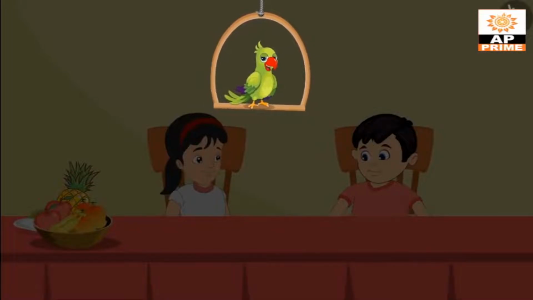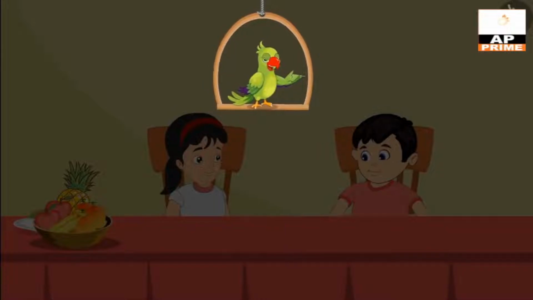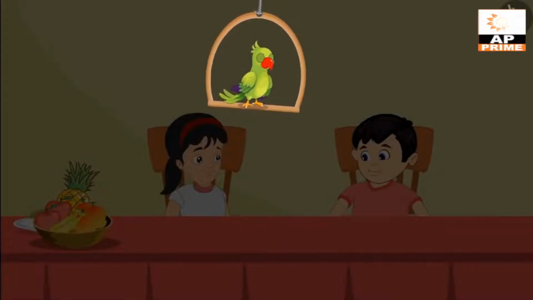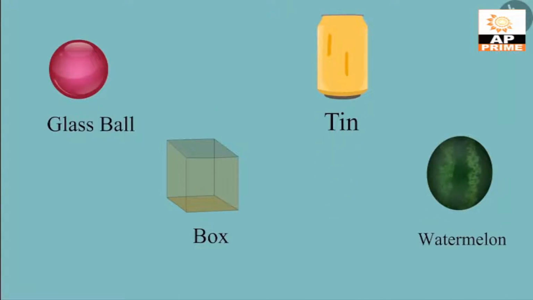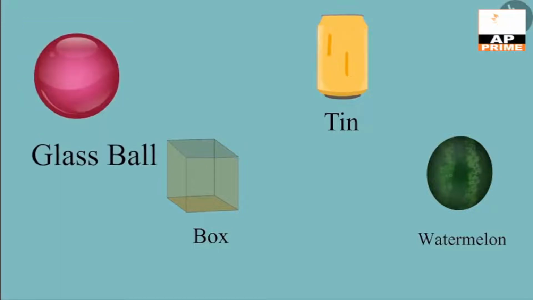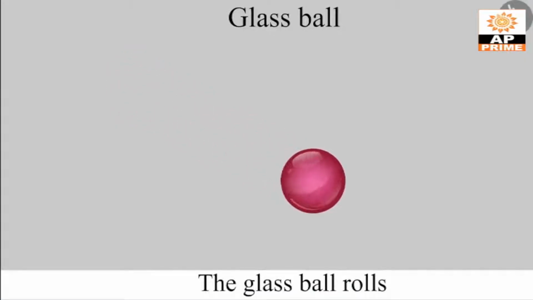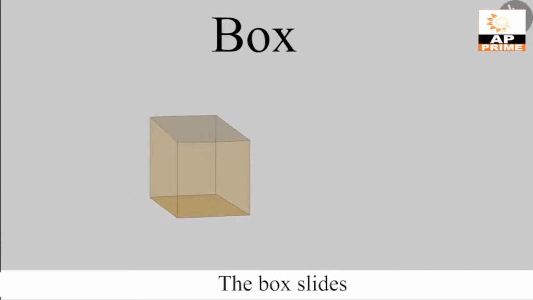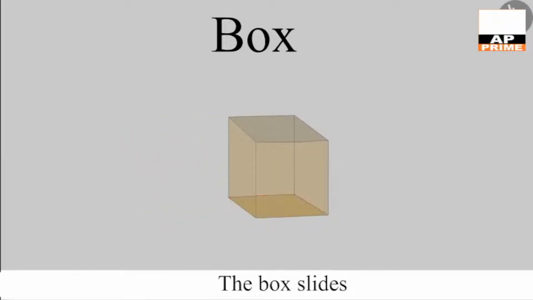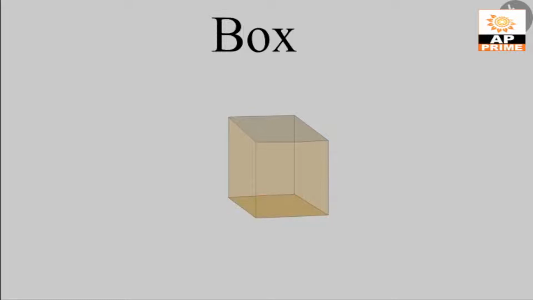After coming back from the music class, Chotu and Pinky started to see some other objects which can both slide as well as roll. We have some objects. Come on, let us see which of these objects roll and which of the objects slide. This is a glass ball. It can only roll because its surface is round. This is a box. It can only slide because none of its surface is round.